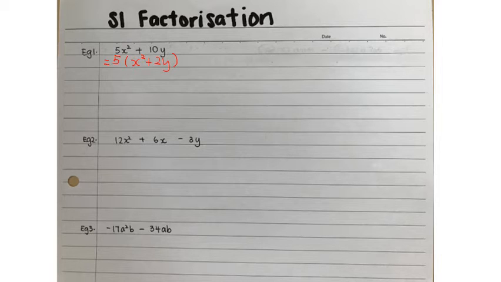If we observe the terms within the brackets, we realize that we cannot find any more common factors between the terms. And so this is the answer for the factorization of the question.